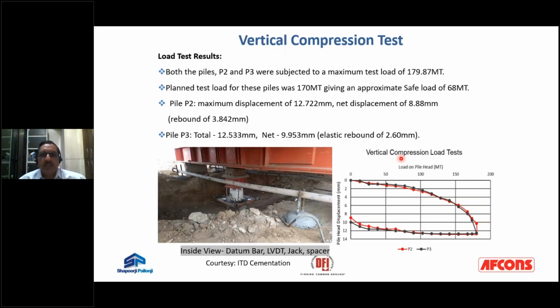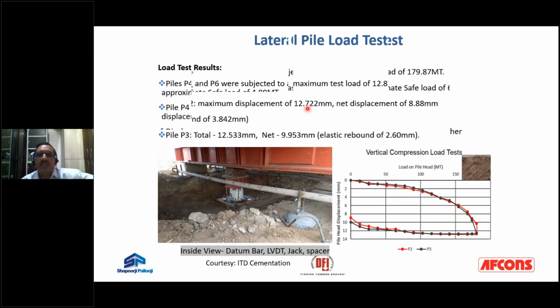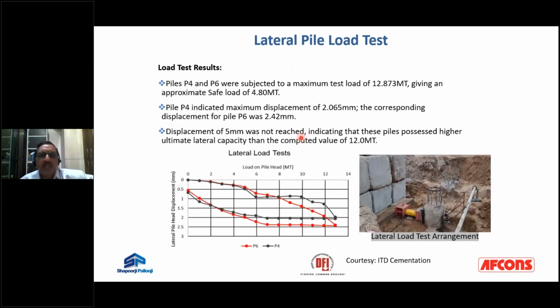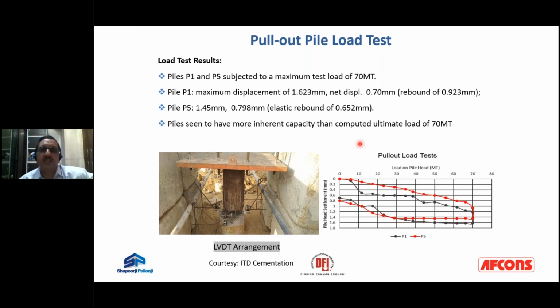We had performed the load test on the CFA piles. P2 and P3 were subjected to a vertical load of 180 ton, close to that. And we found that the maximum settlement was 12 mm under the test load. Then we conducted the lateral load test. The lateral displacement was a maximum of 2.06 mm under 12 metric ton load. That showed an ample value of lateral resistance. Over here, we had performed the pull-out load test also, and we could see that it had performed fairly well.